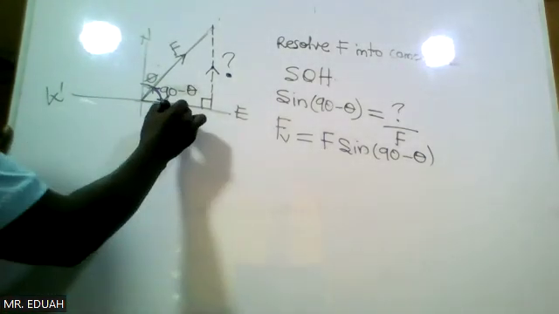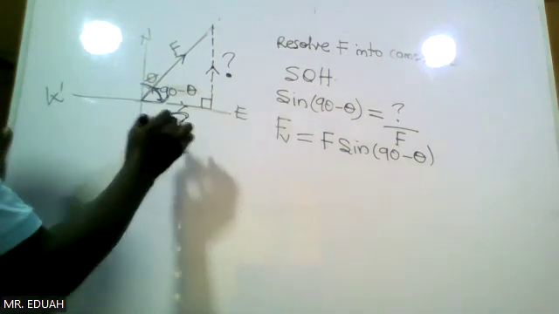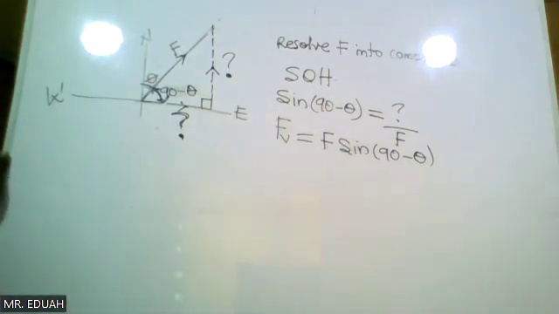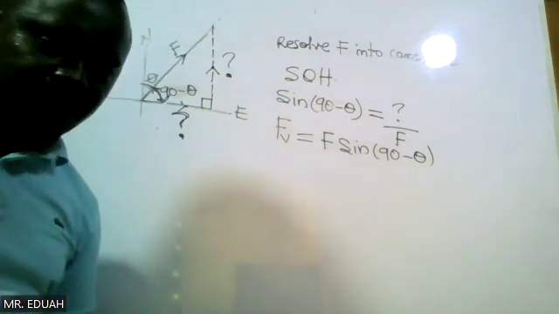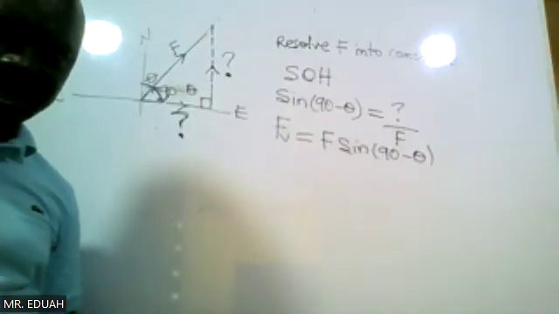Now I need the horizontal component, or the adjacent. Which appropriate trig ratio do we use? Yes.